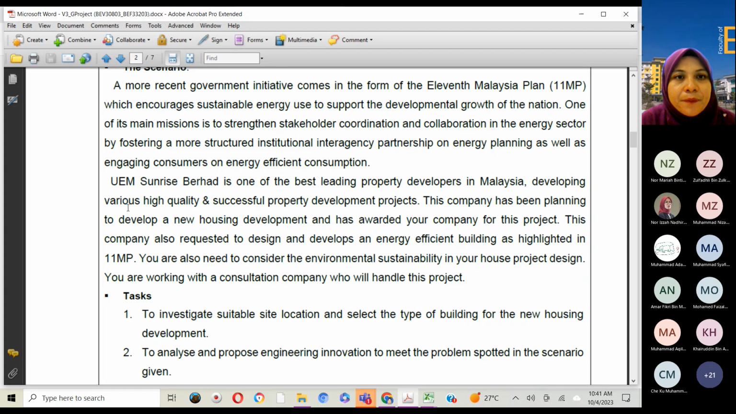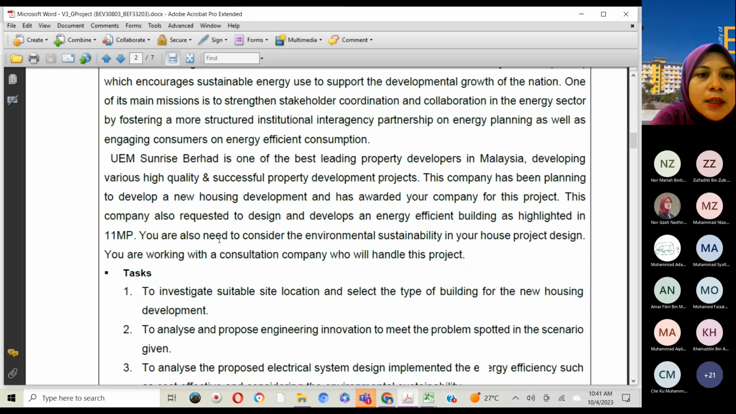So UEM Sunrise Berhad is one of the leading property developers in Malaysia, developing various high quality and successful property development projects. This company has been planning to develop a new housing development.